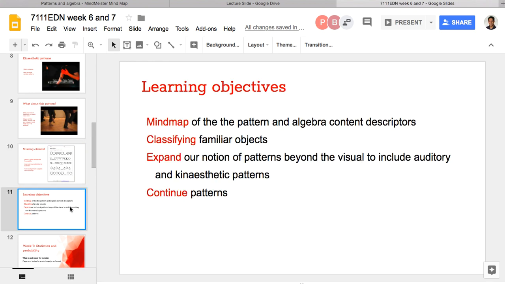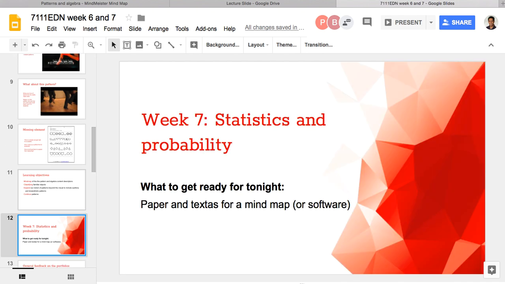So that brings us to the end of the week 6 lecture, and there are our learning objectives, which I won't go through again because I assume you can read. So let's move quickly on to week 7.